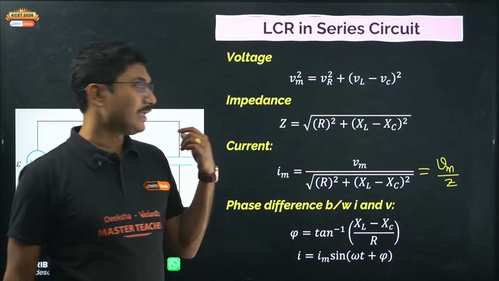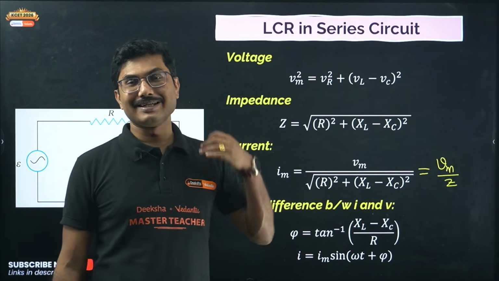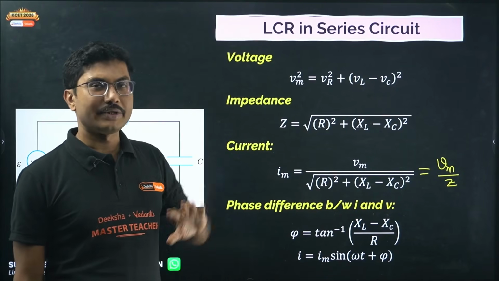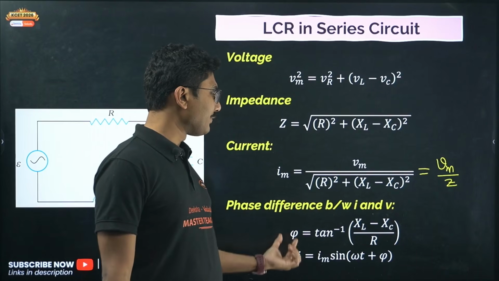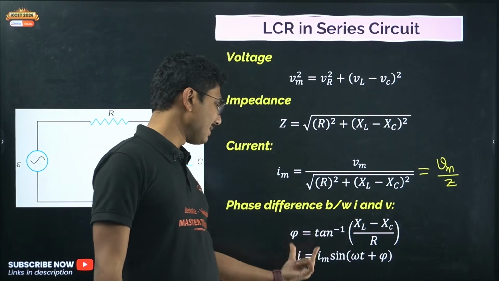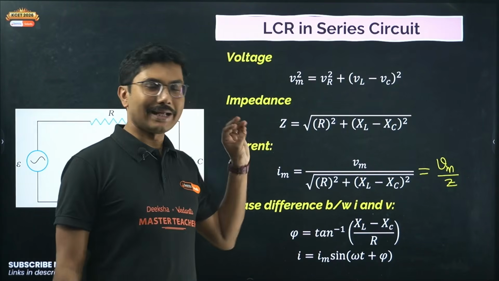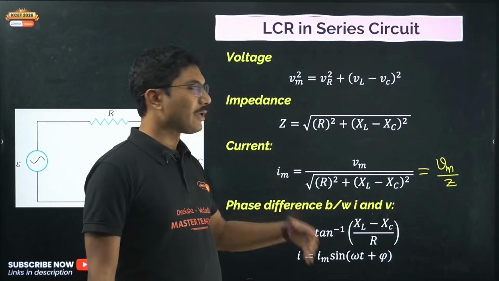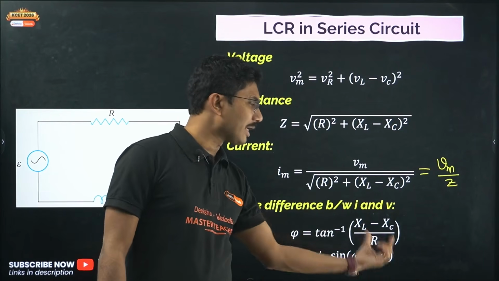Phase difference between current and voltage. For a series LCR circuit, it is not 0, not pi by 2, and not minus pi by 2. It's a unique value. It can be 0 in a particular case, but normally the phase difference is given by tan inverse of XL minus XC over R, and current is given by Im sin of omega t plus phi. Why am I telling you this? Suppose they give you a current and ask for the phase difference. From there, if the current is given, this phi value is the phase difference.